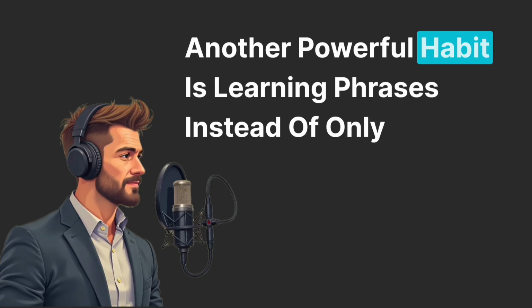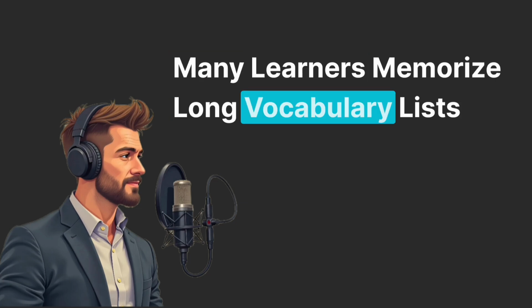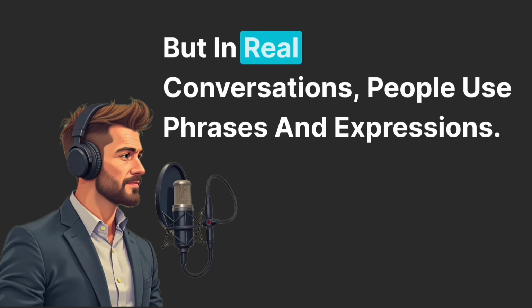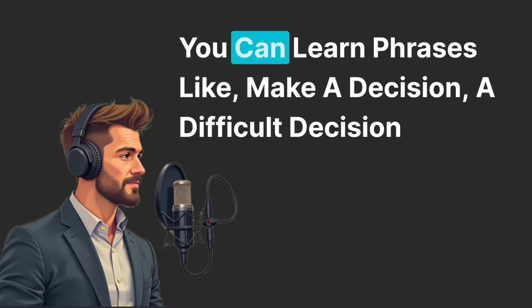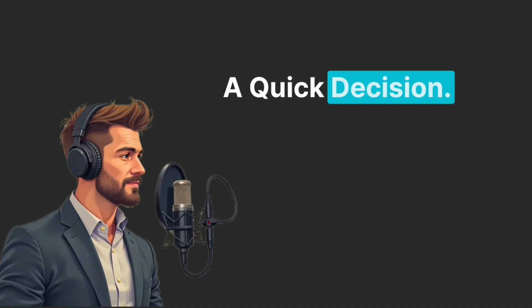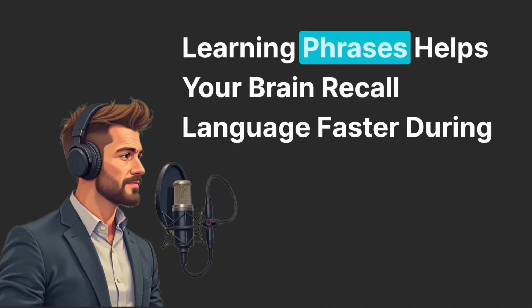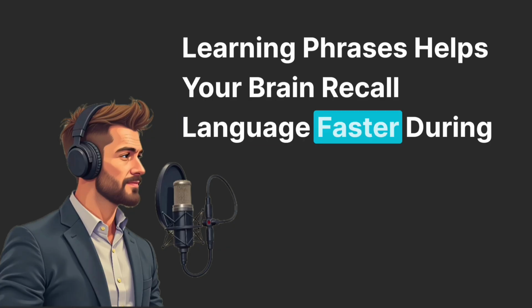Another powerful habit is learning phrases instead of only individual words. Many learners memorize long vocabulary lists. But in real conversations, people use phrases and expressions. For example, instead of only learning the word decision, you can learn phrases like make a decision, a difficult decision, a quick decision. Learning phrases helps your brain recall language faster during conversations.